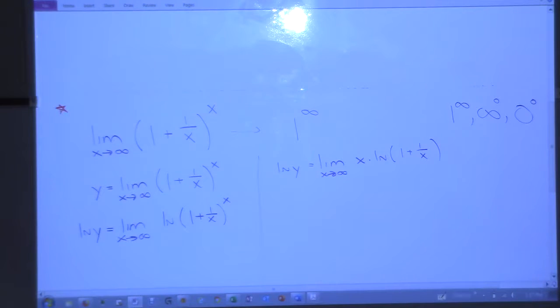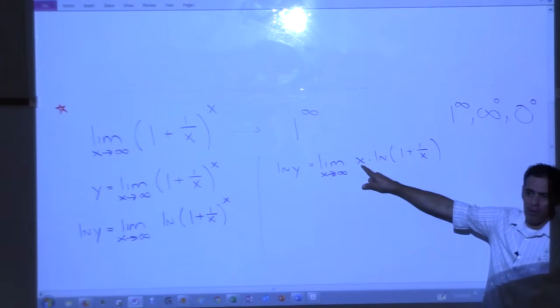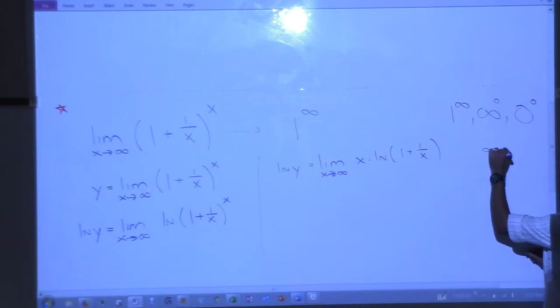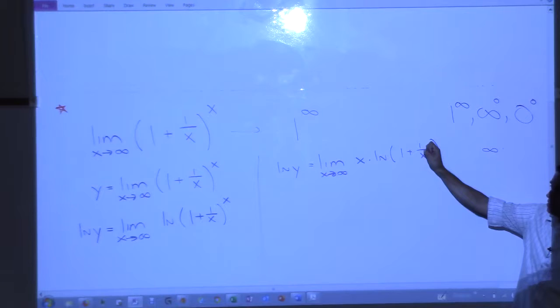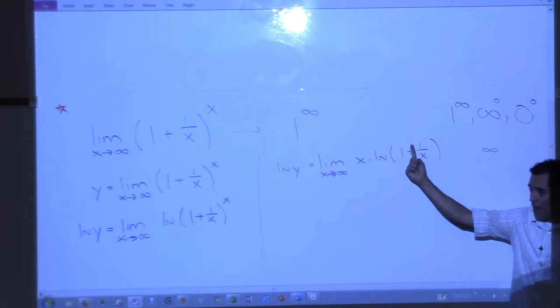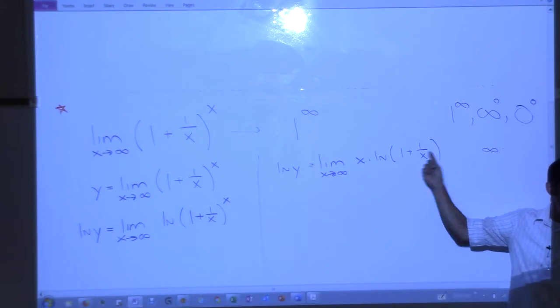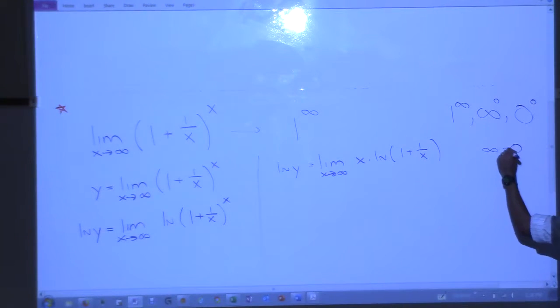And now let's do a quick check to see what we've got. As x goes to infinity, this part's infinite, right? Infinity, so that looks like infinity times. Okay, 1 over infinity we said went to 0. 1 plus 0 goes to 1, right? But now we have natural log of 1, and the natural log of 1 is 0. So this is looking like infinity times 0. Questions?